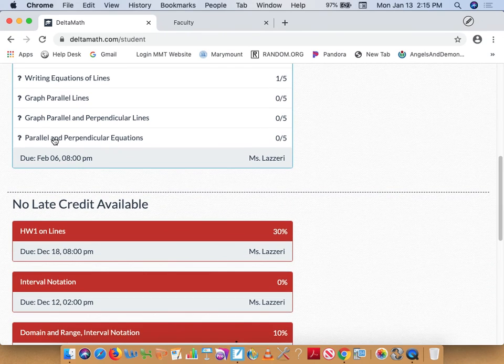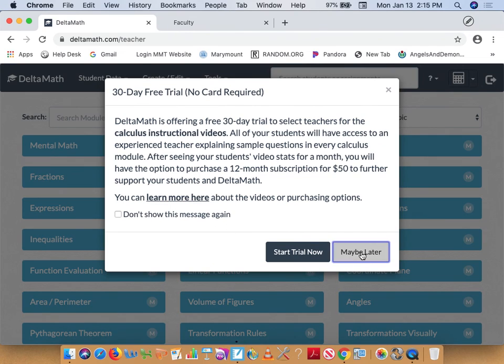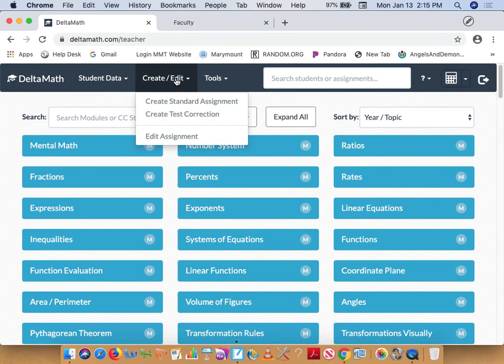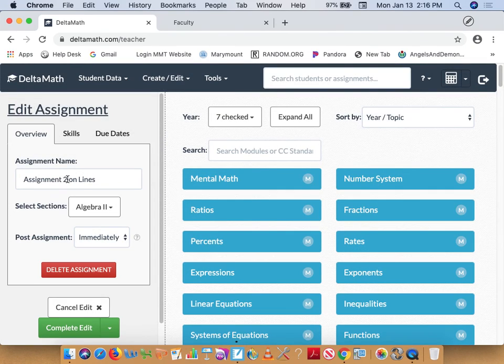I didn't realize I'd done homework 1. Let me go back. While we're talking about it, I'm going to fix it. Okay. Quit asking me that. Can we do the last one? Yes. Let me change this real quick. This will be assignment 3 on lines, and it's due Wednesday, January 15th. So hopefully that's very clear.